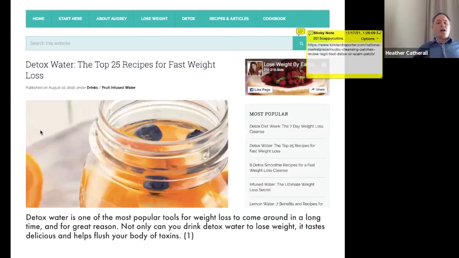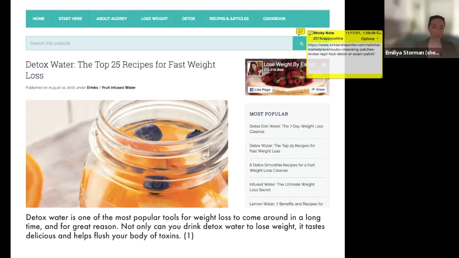All right, so we're starting with this arbitrary ad from the internet about detox water. And I'm sure you've seen clickbait things for similar stuff. And I pulled out a quote at the bottom: detox water is one of the most popular tools for weight loss to come around in a long time. And for great reason. Not only can you drink detox water to lose weight, it tastes delicious and helps flush your body of toxins. And then what do you see at the end of that sentence there that suggests there's something more to be said?